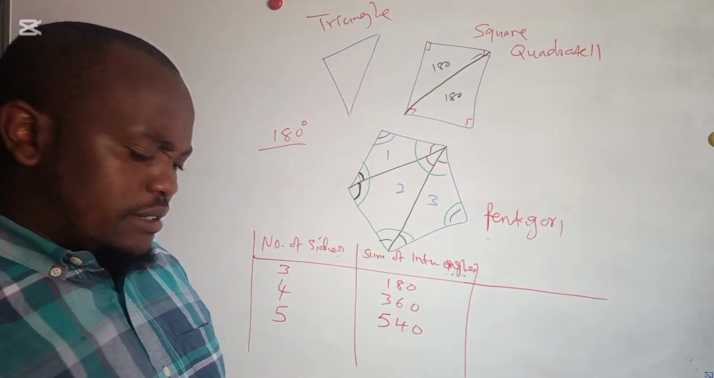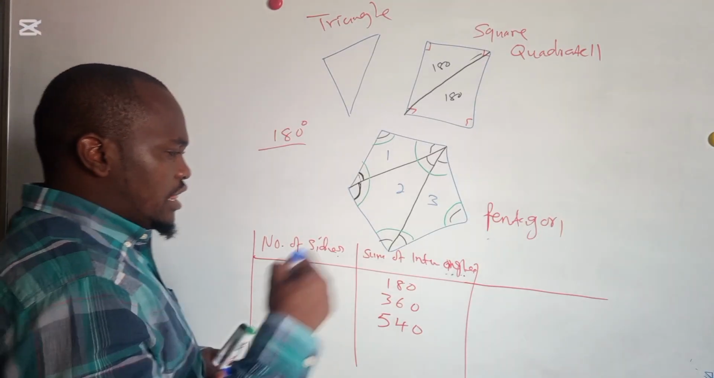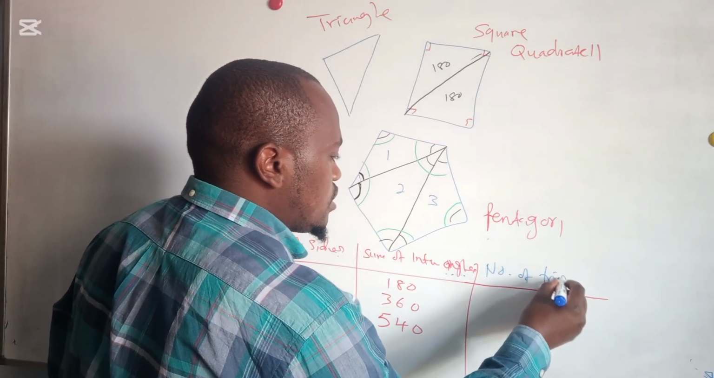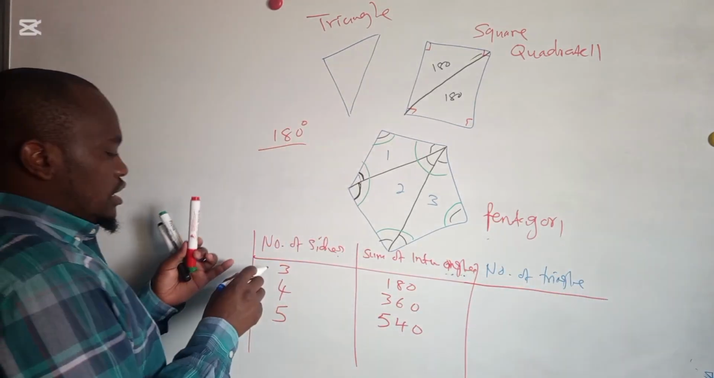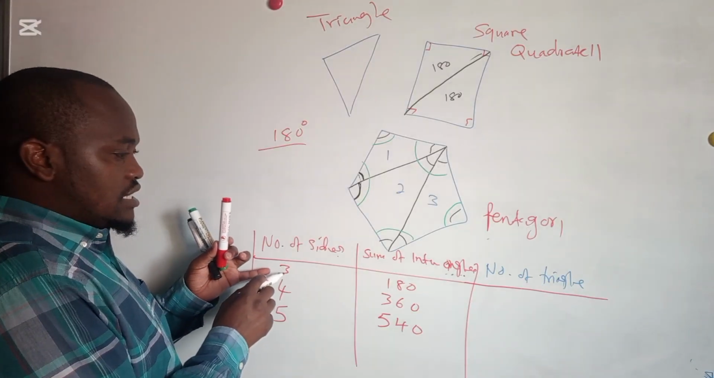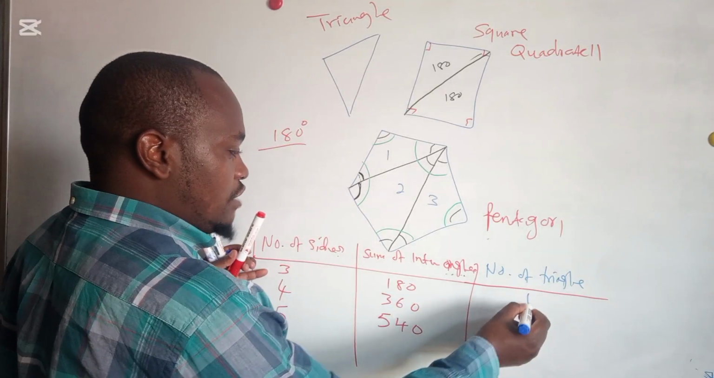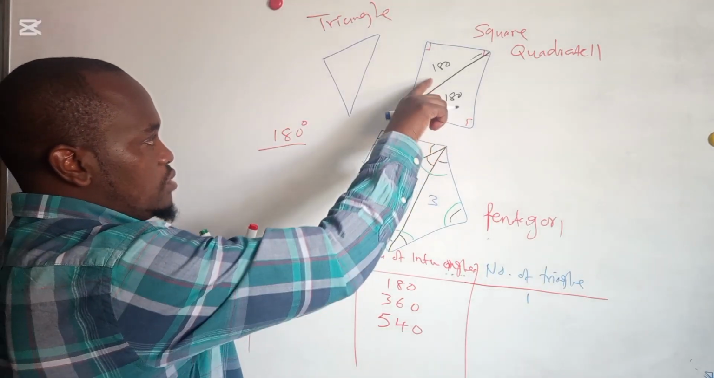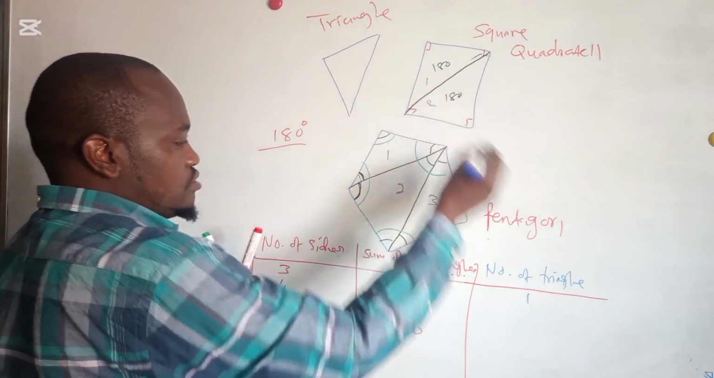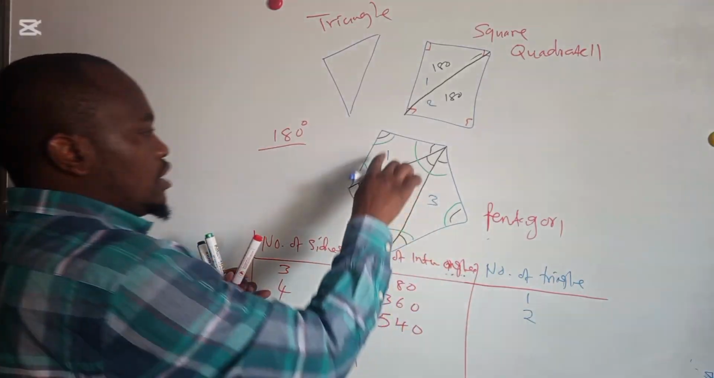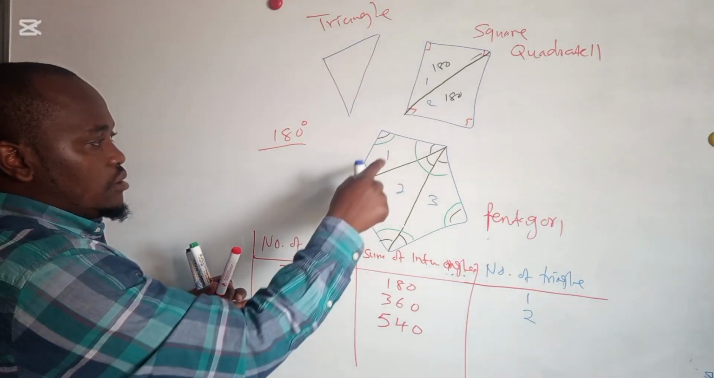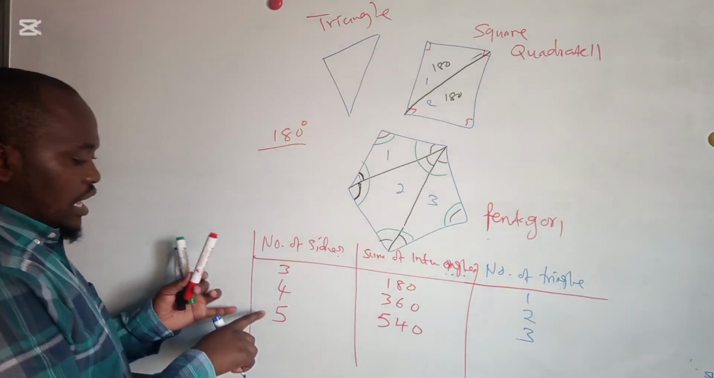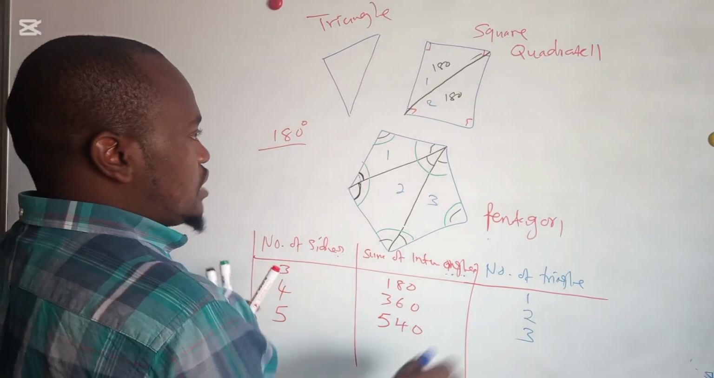So what have you noted? Let us write here, add another column and say number of triangles. If this figure has 3 sides, how many triangles does it have? 1. If it has 4 sides, like this one, how many triangles does it have? 1 and 2. It has 2. What about the pentagon? How many triangles does it have? 1, 2, 3. It has 3. So these are number of sides against number of triangles.